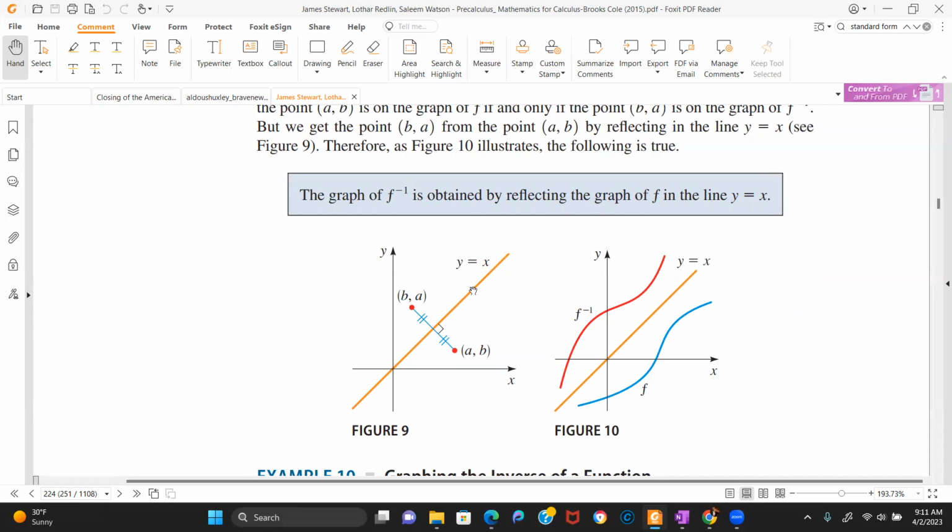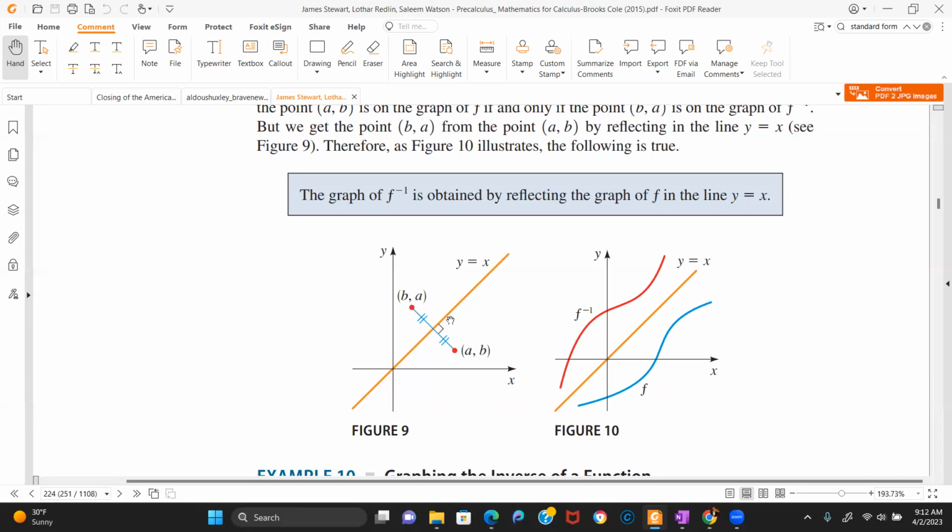So you have this diagonal line right here. Here's a point A comma B. The point B comma A is reflected. You can see it's reflected over the graph. And if you're not sure, just take specific numbers like 1 comma 2 and plot that point. You'll see that 2 comma 1 is going to be a point reflected over the graph like we have in this diagram right here.